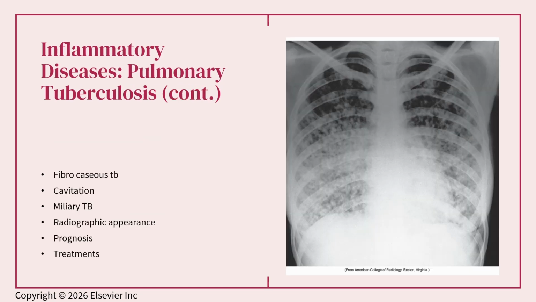Fibrocaseous TB occurs in patients who have active signs of tuberculosis. Necrosis is a prominent feature of the disease because it infiltrates and affects the lung parenchyma. This infiltration may expand and produce the formation of a cavity. If the cavity is spread to the bronchus, then the bacteria are spread throughout the lung.